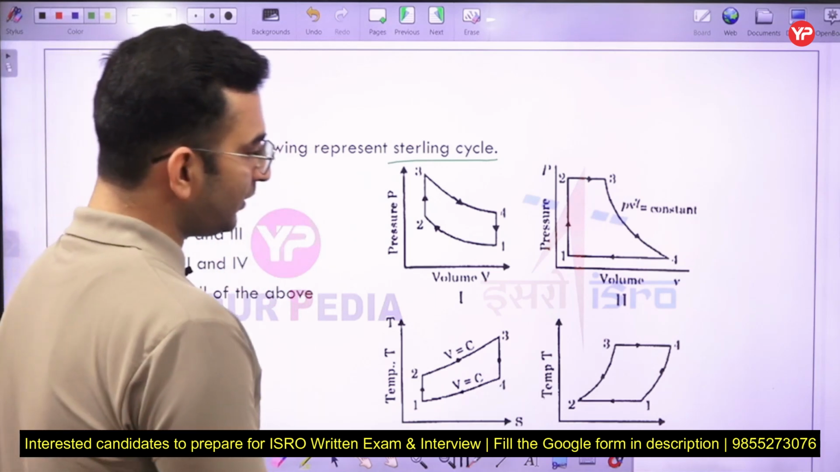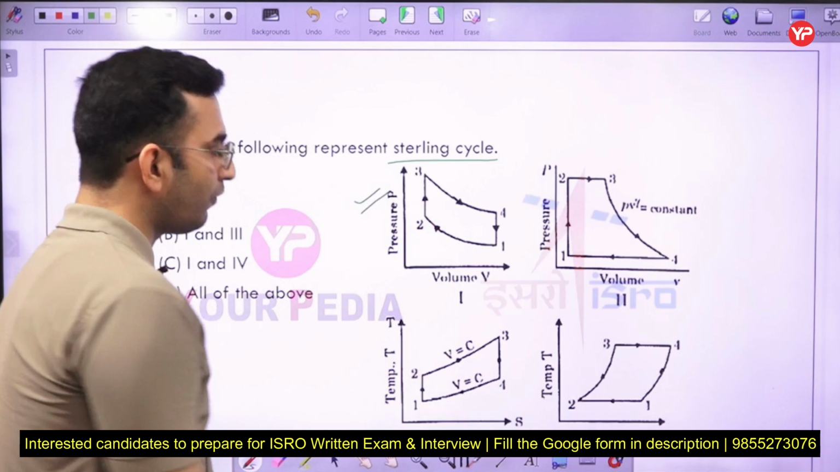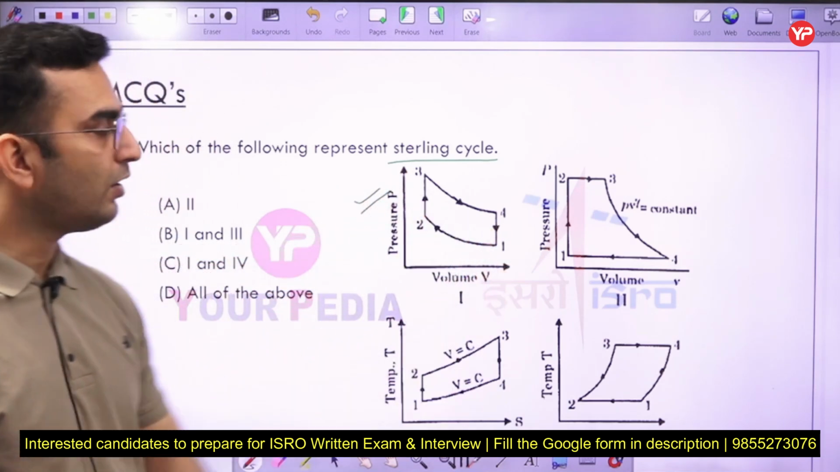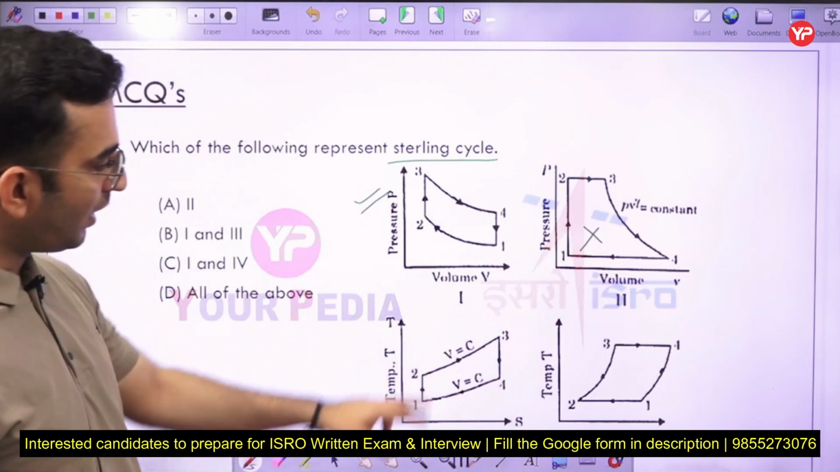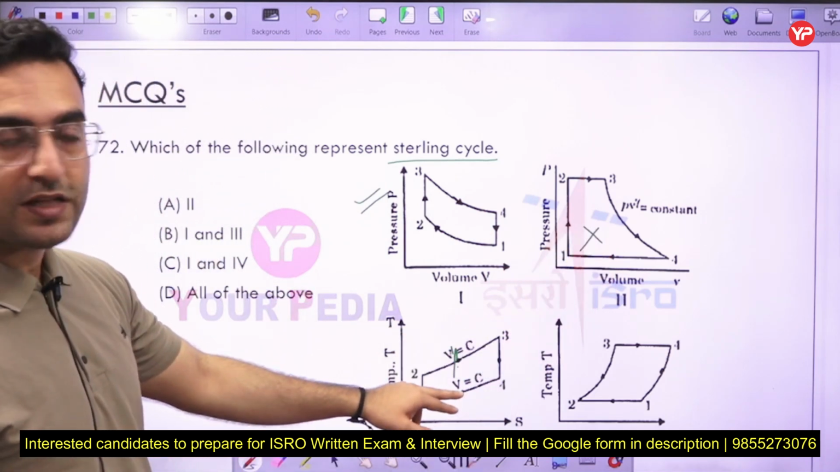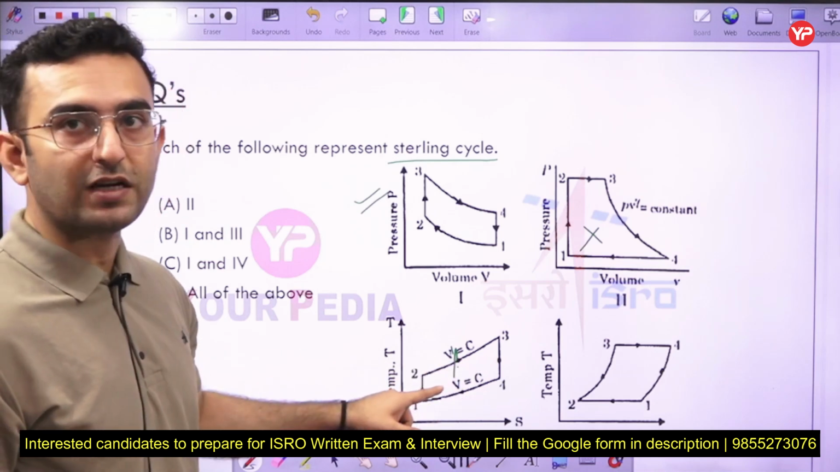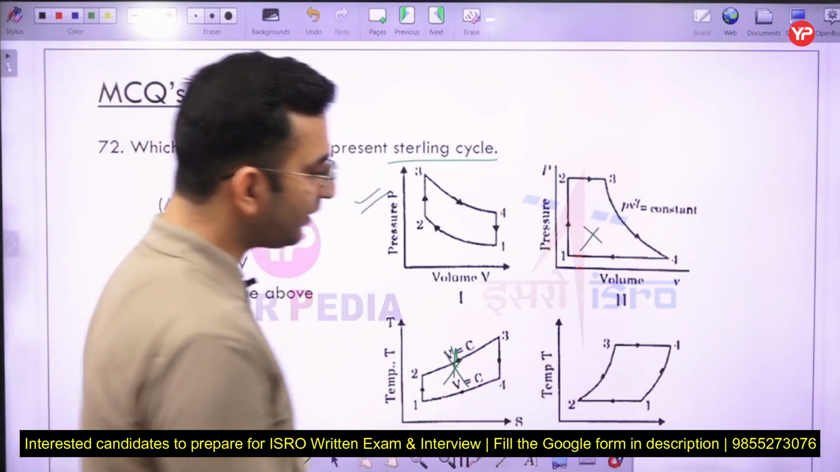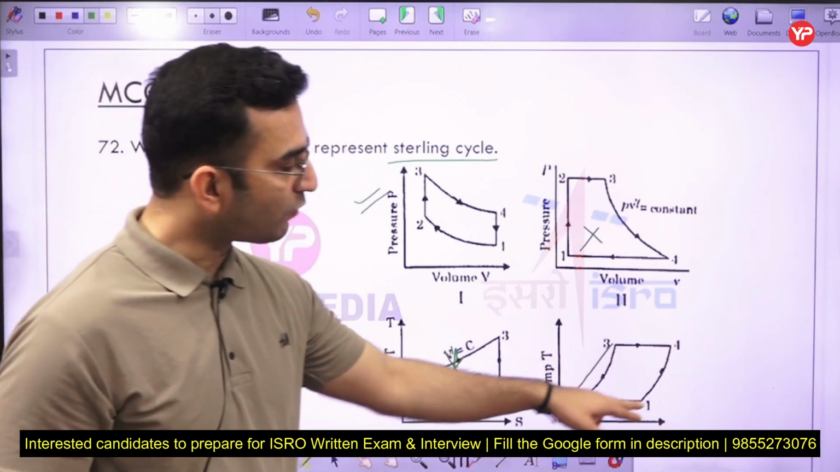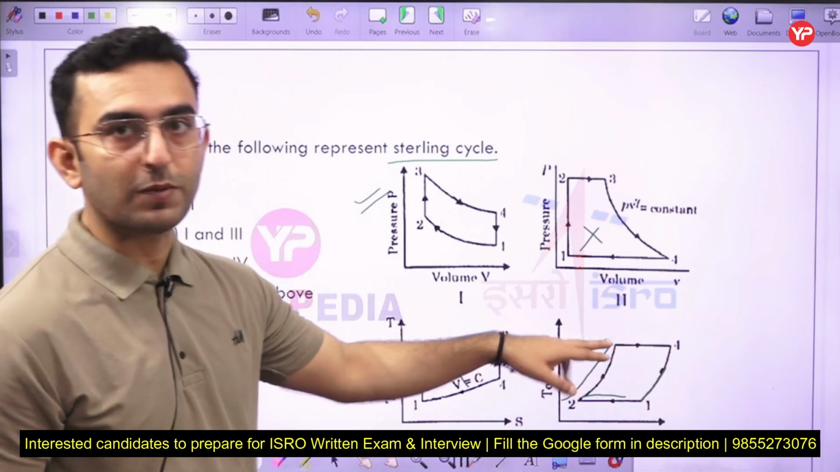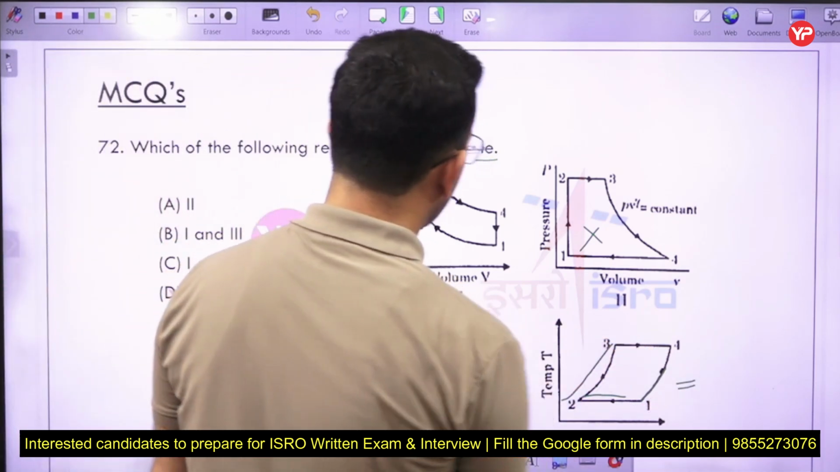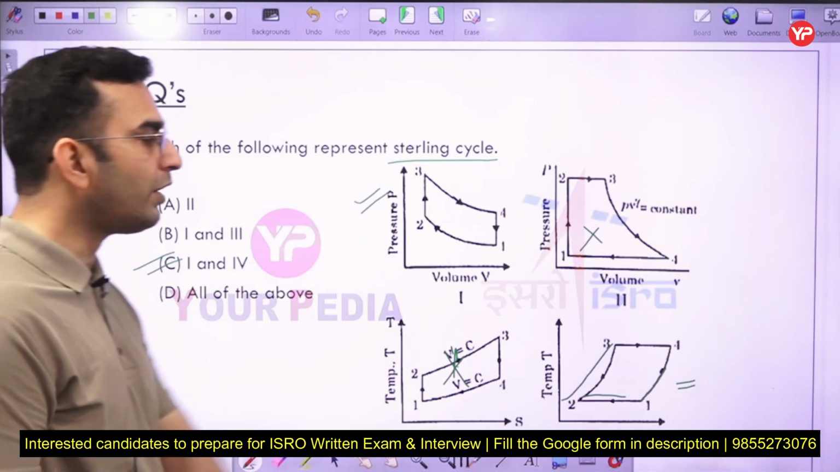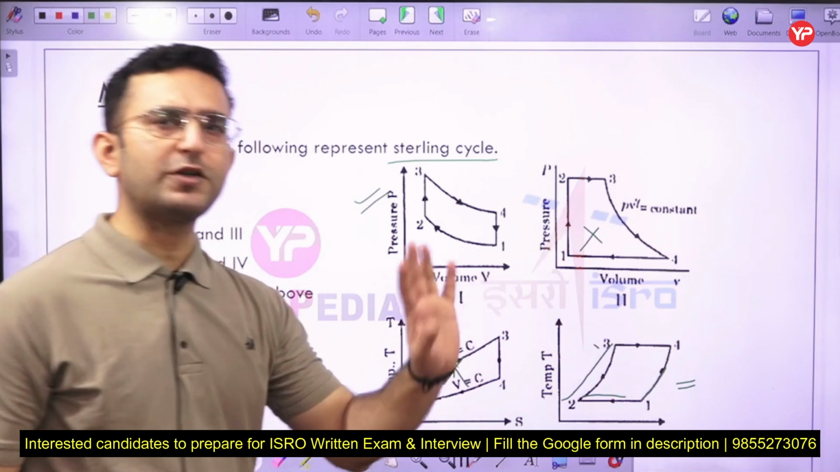So you can see in this case graph number 1 is the correct one, because here we have 2 constant volume processes. Okay, so this one is incorrect here. In this case again 2 constant volume processes are there, but 2 isentropic processes, so it is not a Stirling cycle, it is an Otto cycle. Whereas in this diagram, we have 2 constant volume processes along with 2 isothermal processes. So graph number 1 and graph number 4 are going to be the correct answer. Although it is not mentioned that there is a constant volume process, you can assume it here.